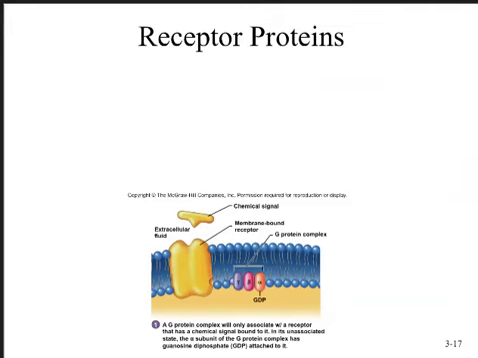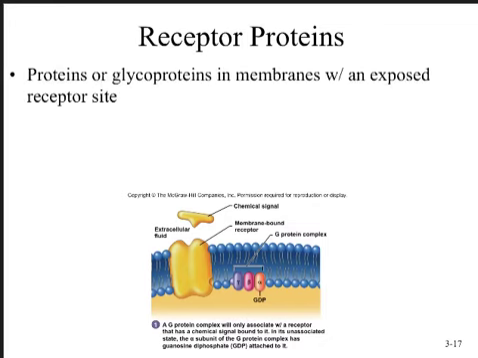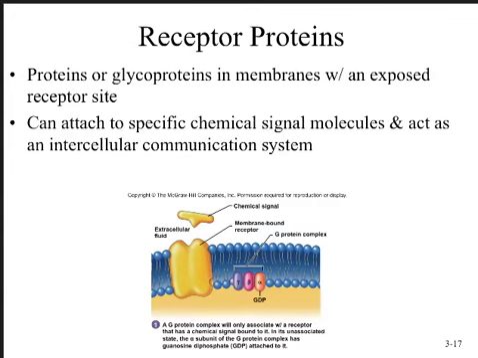Okay, now receptor proteins are another example of an integral membrane protein. They can be either pure proteins or glycoproteins, which means they have a carbohydrate moiety, and they'll have a site on the extracellular surface which acts as a receptor for a particular ligand. And a ligand can be any type of molecule, could be a protein, could be an ion, could be a modified amino acid, could be any number of potential signals which can attach to the specific ligand activated receptor protein and cause it to become activated.